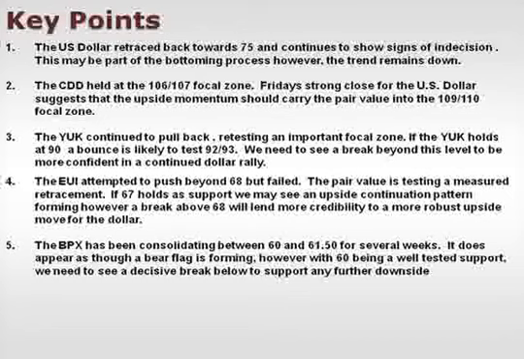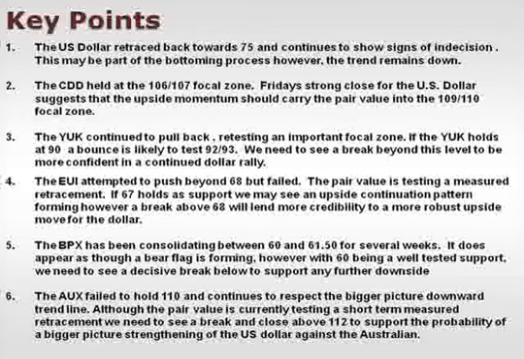The BPX has been consolidating between 60 and 61.5 for several weeks. It does appear as though a bear flag is forming. However, with 60 being a well-tested support, we need to see a decisive break below this level to support any further move to the downside. And the AUX failed to hold 110 and continues to respect the bigger picture downward trend line. Although the pair value is currently testing a short-term measured retracement, we need to see a break and close above 112 to support the probability of a bigger picture strengthening of the US dollar against the Australian dollar.